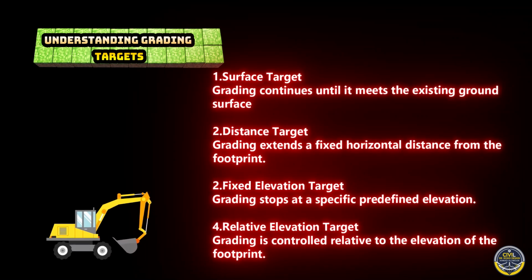Another type is a distance target, where the grading extends a fixed horizontal distance from the footprint regardless of elevation. A third type is a fixed elevation target, where the grading stops at a specific elevation value. Finally, there is a relative elevation target, where the grading is defined relative to the elevation of the footprint itself. Each of these target types allows for different design strategies. It's essential for achieving the desired result.